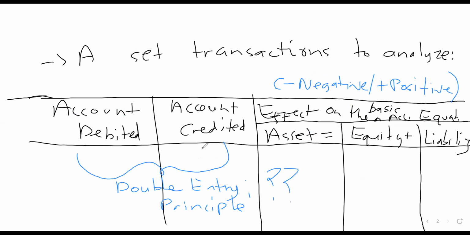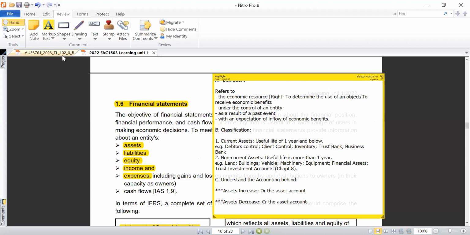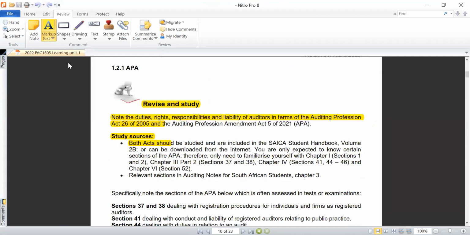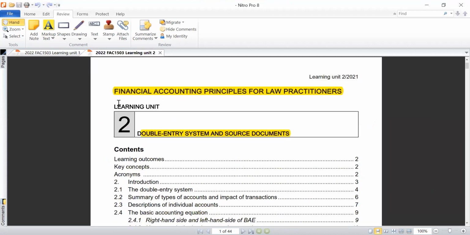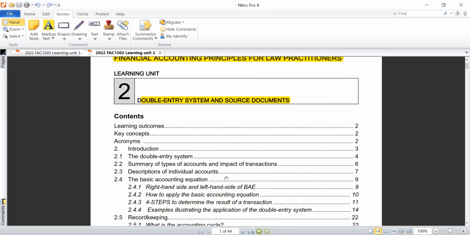I'm talking about the double entry principle, because when you go to chapter 2 in your material, they introduce you to the concept with respect to the double entry principle. So I'm going to quickly show you what they are testing in Learning Unit 2. It's pertaining to the double entry system. Of course, they also talk about source documents, which I'll explain later. But what I want you to understand is the double entry principle.